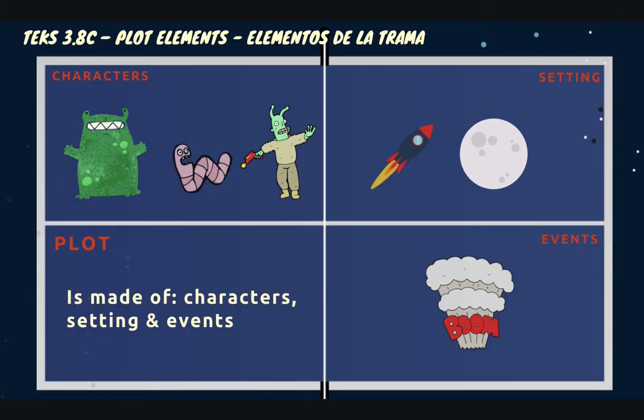Okay, so the plot is made of characters, setting, and events. So you have the characters. The setting is when and where the story takes place. And you know the events are important things that happen in a story.